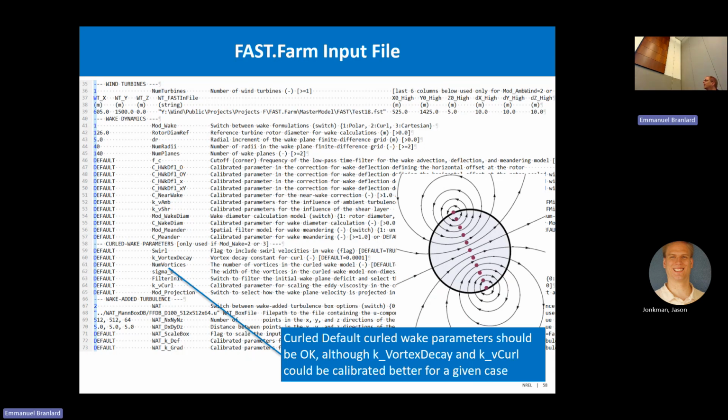Next is in the curled wake section. Again, this will probably change once Emmanuel's new work is done. Right now, there's probably not much you need to do here. Number of vortices is how many horseshoe vortices you're adding to the wake. Generally, the default's fine. The only ones that you may be able to find some sensitivity to are this K vortex decay and KV curl, which go into this eddy viscosity formulation again. So you could calibrate those to a given case if you had some data to calibrate against. But for the most part, we've found these defaults pretty good.